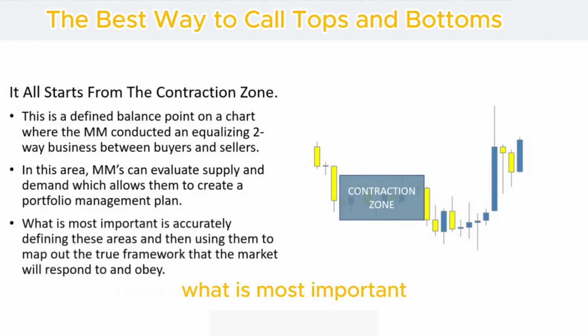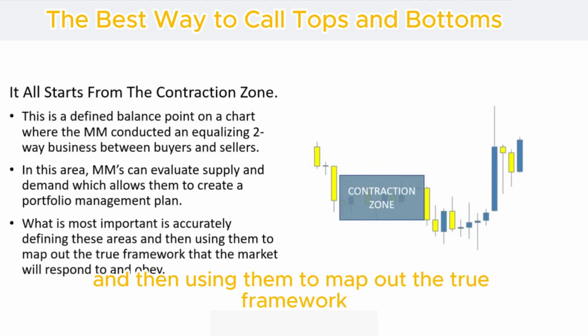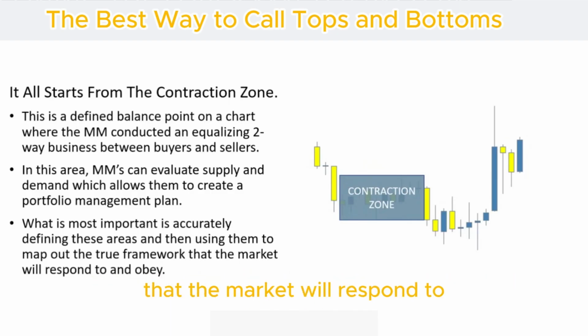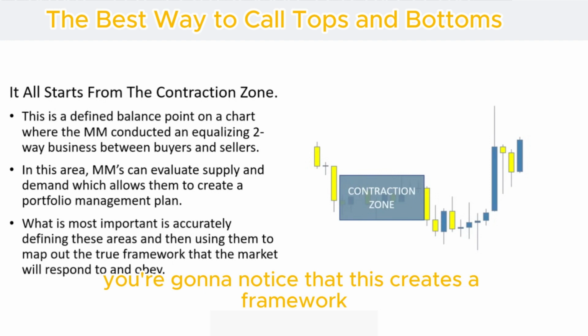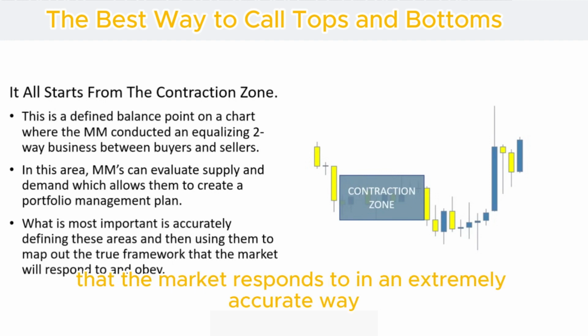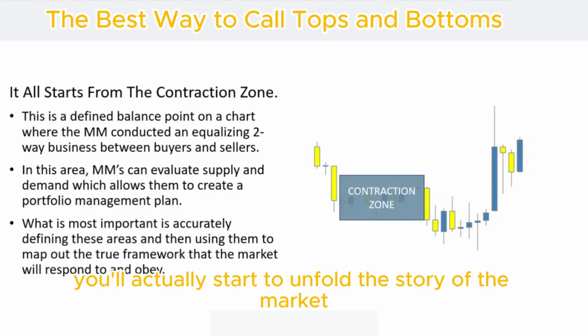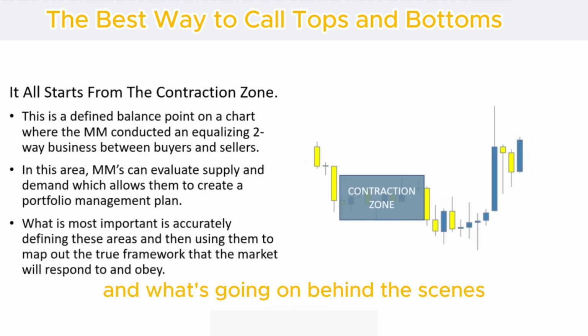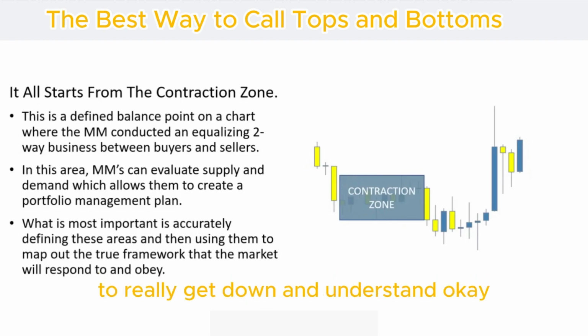What is most important is accurately defining these areas on your own chart and then using them to map out the true framework that the market will respond to and obey. So as you get a series of boxes on your charts at different price levels, you're going to notice that this creates a framework that the market responds to in an extremely accurate way. And then through those series of boxes, you'll actually start to unfold the story of the market and what's going on behind the scenes. That's why these contraction zones are so significant to really get down and understand.